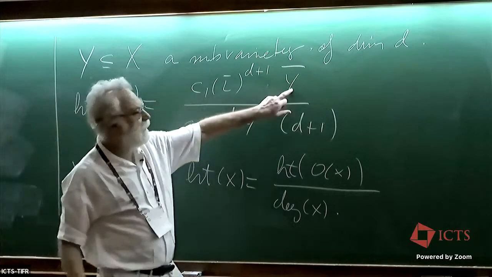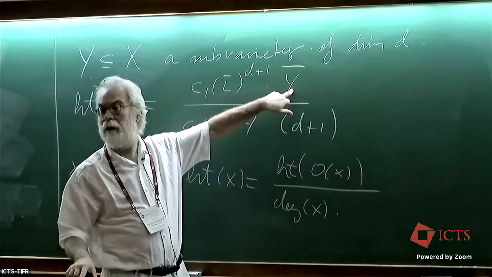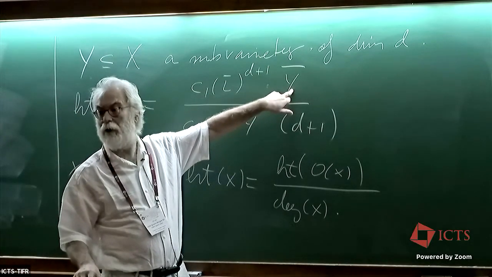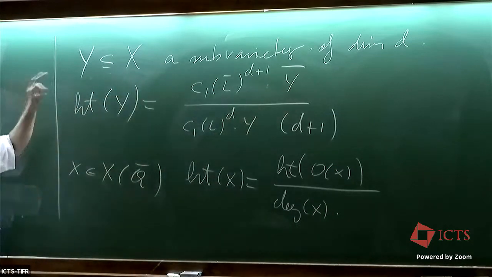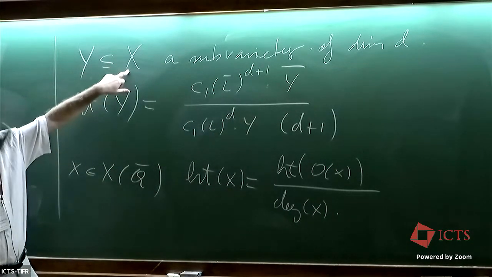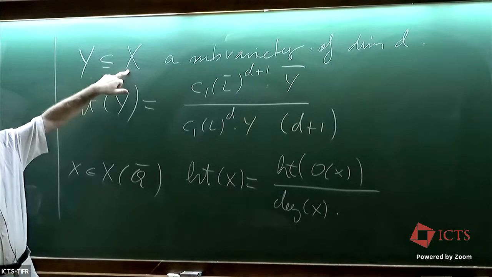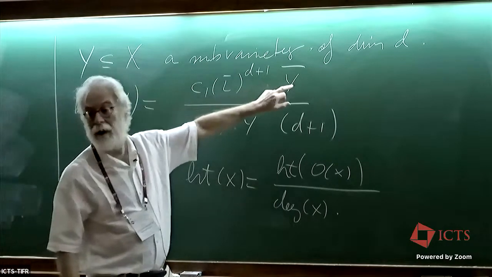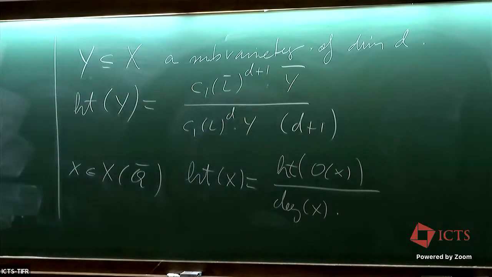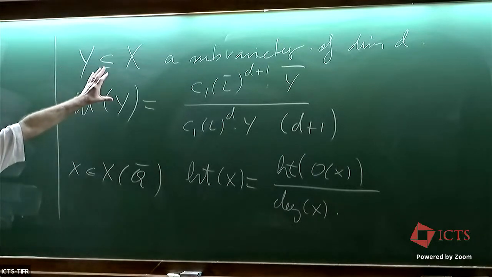This Y bar is the closure of Y in the model. Yes, so because I am taking just a subvariety on the variety over Q, then I have the model. Here I have defined the intersection product with subvarieties of the model, but I want to define heights of subvarieties of my rational variety.